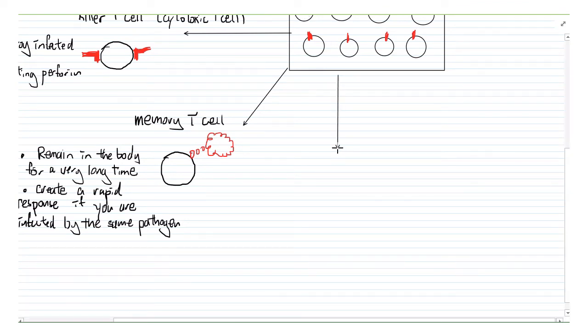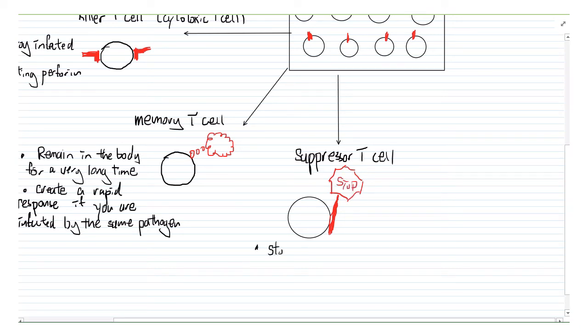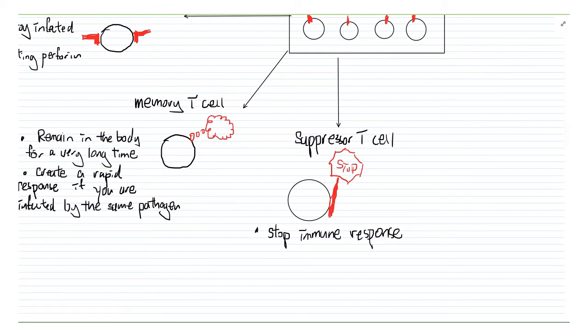Okay, and then there is another one called the suppressor T cell. The function of the suppressor T cell is basically to stop the immune response when this is all over. So I'm going to give this guy a stop sign. Stop. Okay. So this will stop immune response. You don't want to keep on having mitosis when there is nothing to fight, right? Uncontrolled cell division is quite a dangerous thing. It can lead to cancer, right? So stop immune response when the infection is cleared.